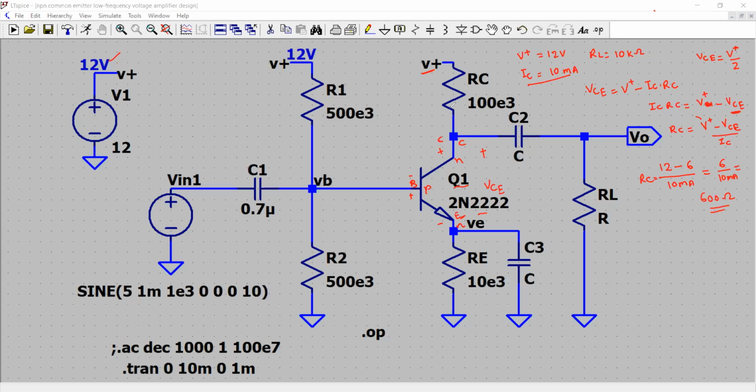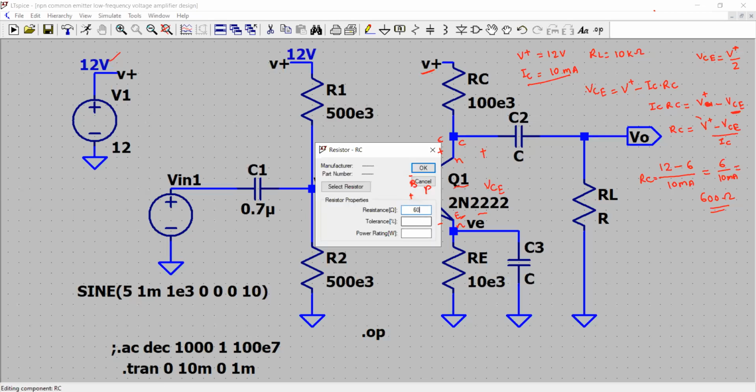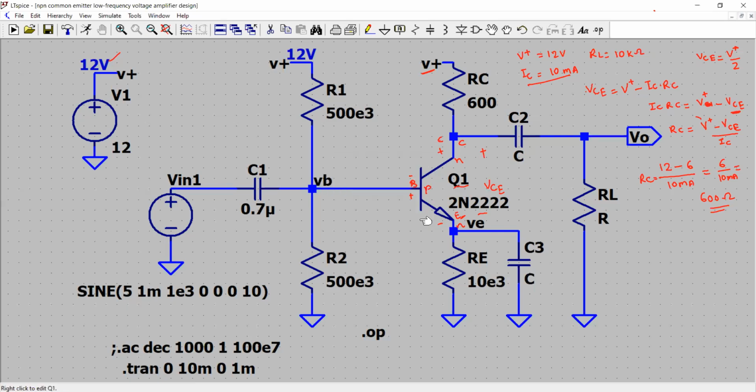Okay, so let's do that. We will just select the value of the resistor to be 600 ohm. So let us write here 600 ohm and click OK. That's it. Now we have selected that value, and similarly we choose the values for all the components. We'll do that in a moment.